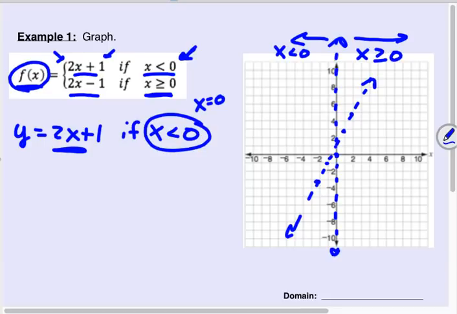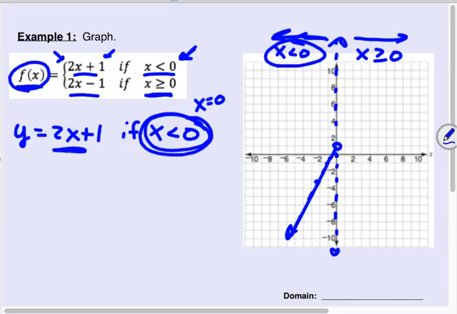We don't want the whole thing. We only want this part of the line where all my x values are less than 0. Well, that would be this side going to the left. So we really don't need this part on the right-hand side, so I'm going to get rid of that. It starts at 0, but we only want it when it's less than 0. So I'm just going to circle that and leave it open. And there it is. There's our line. That's what we're looking at for our first part of that piecewise function.